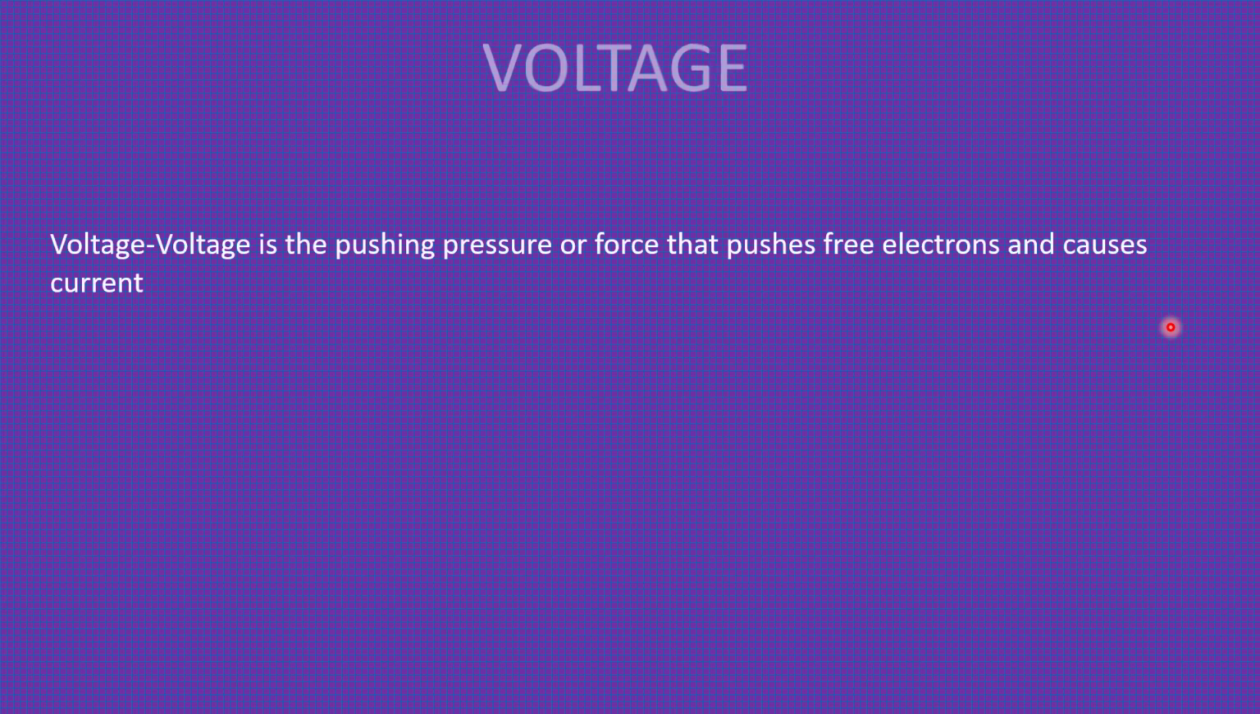What is voltage? Voltage is the pushing pressure or force that pushes free electrons and causes current. We saw that if we apply a voltage, this voltage will push the free electrons in a specific direction. This is causing a current. The unit of voltage is volt. The term came from the great scientist Alexander Volta.